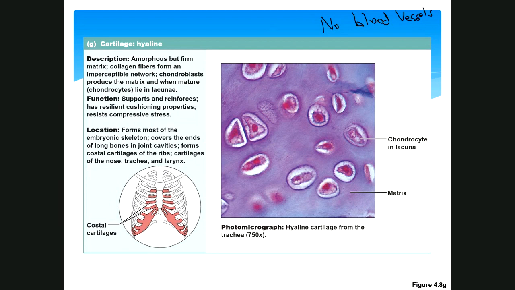Another difference is it's a very, very dense tissue. And because it's so dense, there have to be holes in the tissue for the cells to have a place to be. The holes are called lacunae. And the cells are chondrocytes or chondroblasts. Chondro means cartilage. So all cartilage is going to have these chondrocytes in these lacunae.